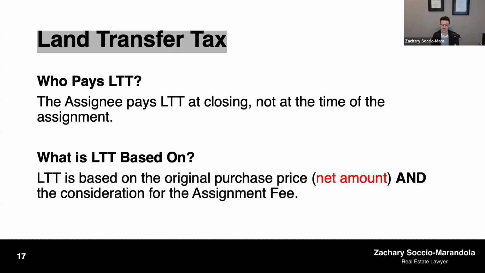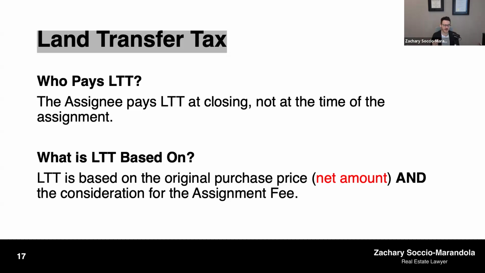What is the land transfer tax based on? Technically, it's based on the original purchase price, the net amount. So what you do, you take the purchase price in the agreement of purchase and sale. So let's say that was 565, add 24,000, divided by 1.13. That's generally the number you're going to get. I believe my math is right on that.